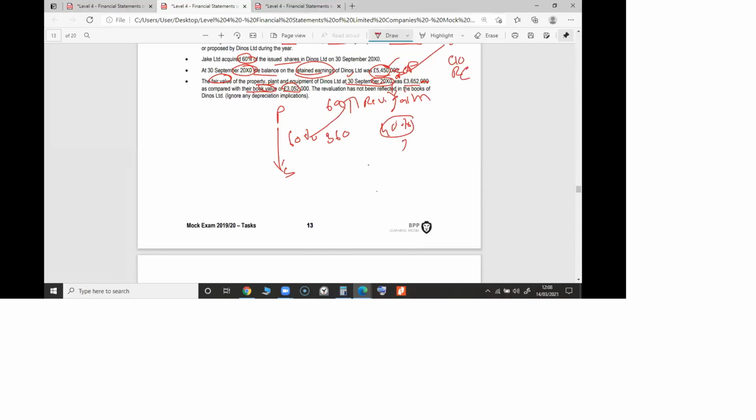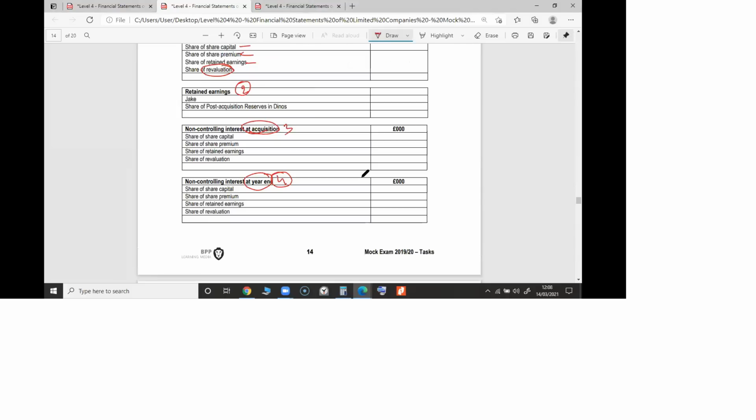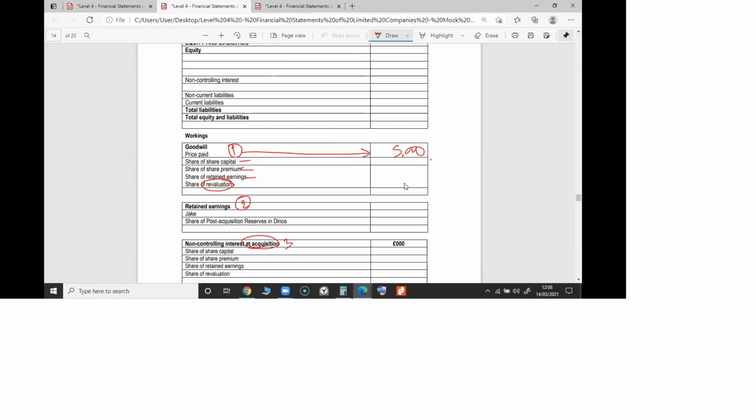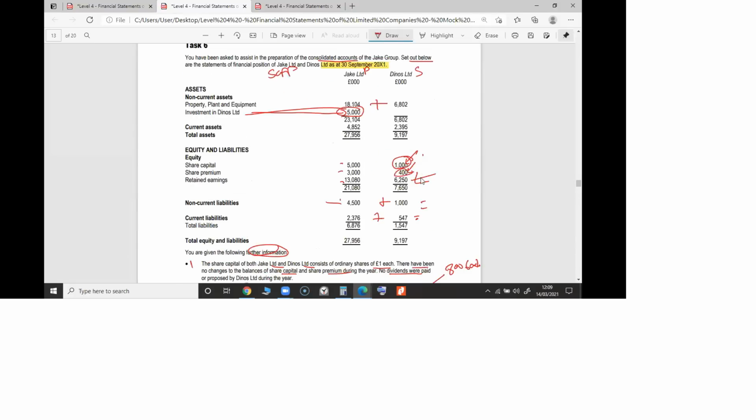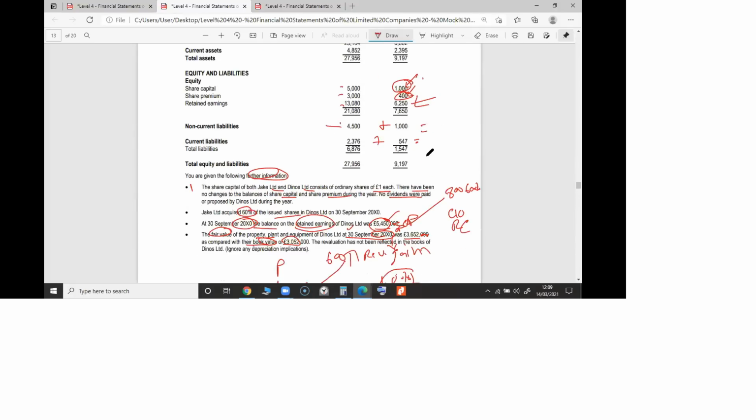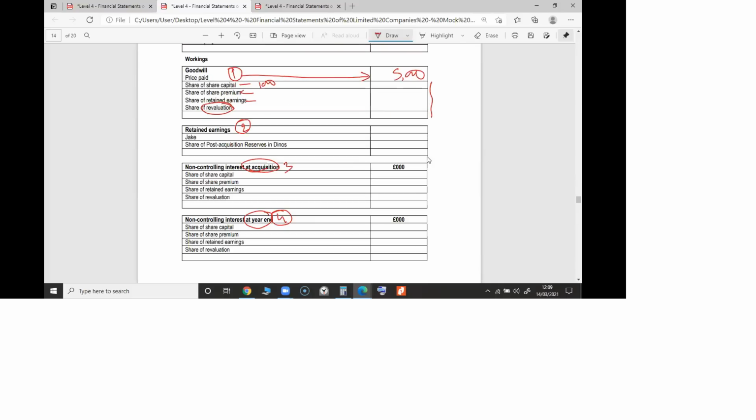So let's go to the goodwill again. Although we paid 5,000, was the business worth 5,000? How much was the share capital, share premium, and even the retained earnings? Share capital was 1,000. You remember? 1,000, then 400. Share premium was 400.